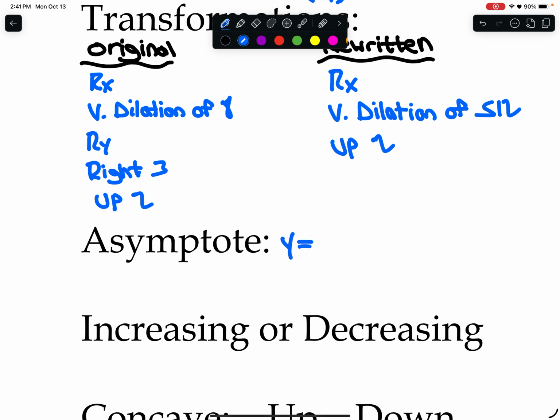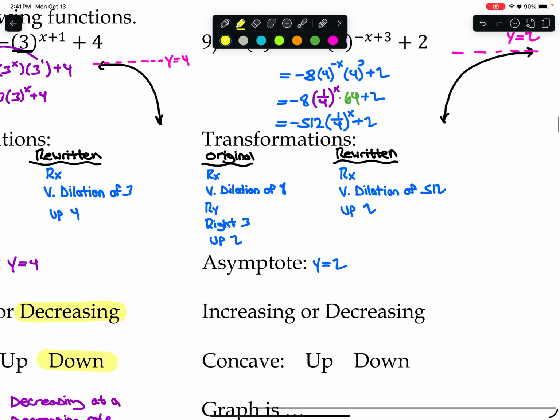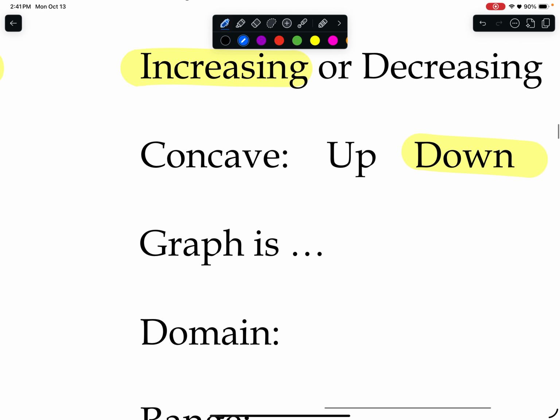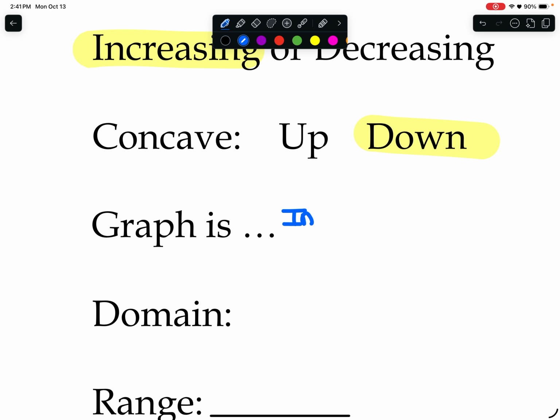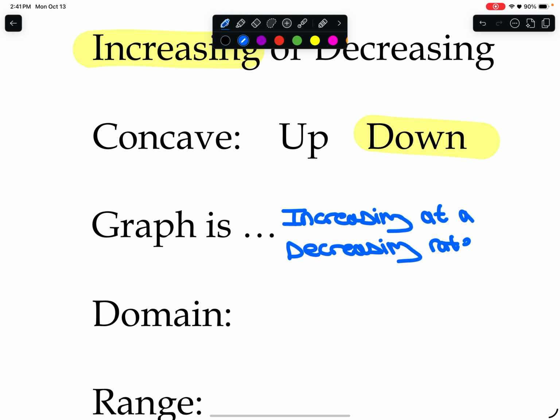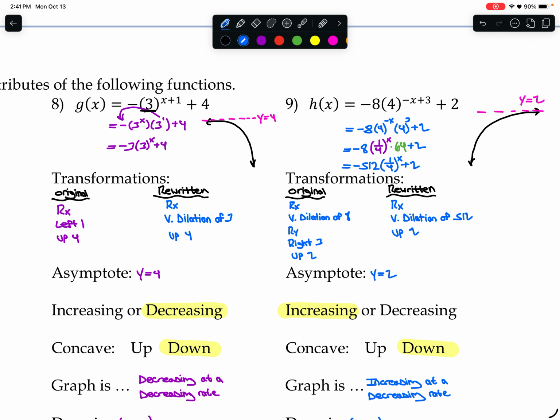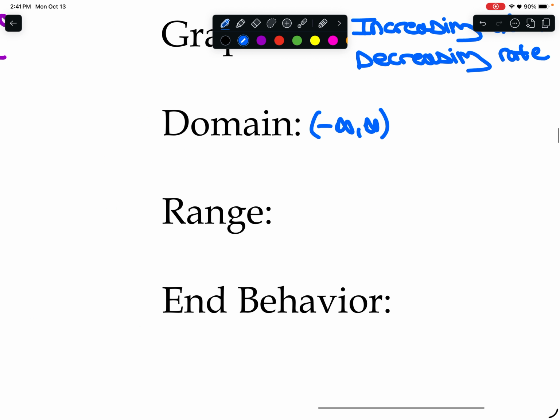Then when I look at my graph, it is increasing, but we are also concave down, which tells me I'm going to be increasing at a decreasing rate. And then, of course, the domain would be all real numbers for exponentials. Whereas for the range, we want everything below the horizontal asymptote, so I want everything below 2, which means from negative infinity to positive 2.